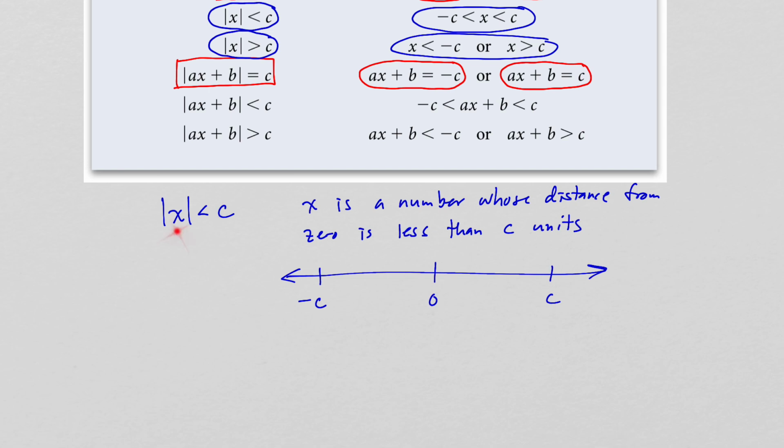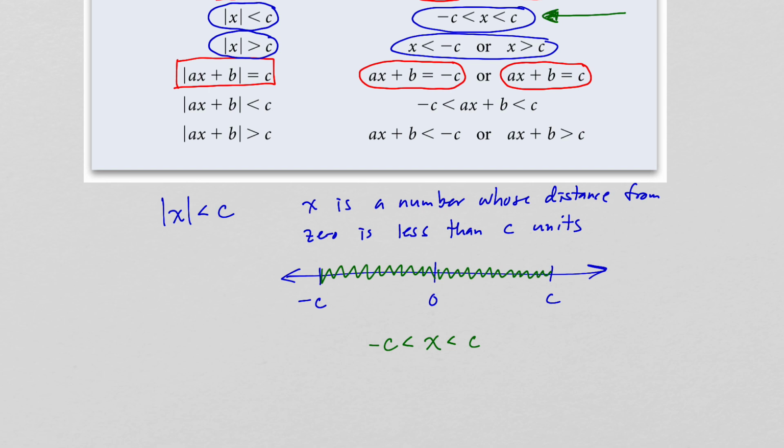So what does x have to be? X has to be a number whose distance from 0 is less than c units. This means that x has to be a number in here. It cannot be more than c units away from 0. So it means the solution would be all the numbers in between negative c and positive c. So the solution is x would have to be a number bigger than negative c, but less than positive c. And that's why they get this up here.